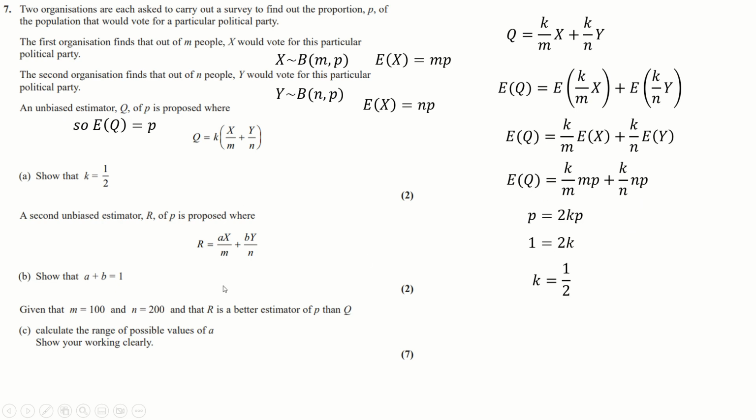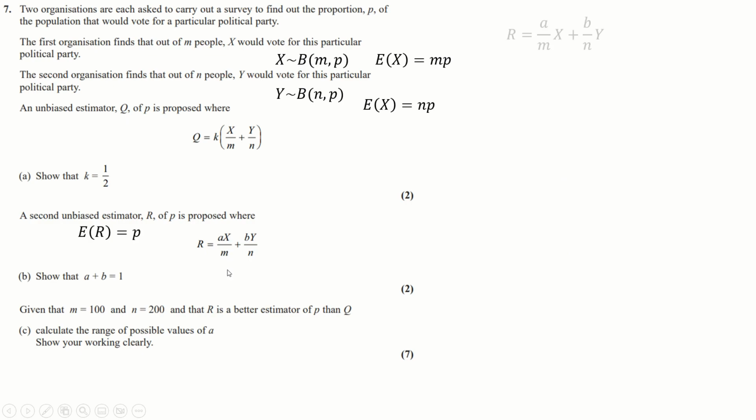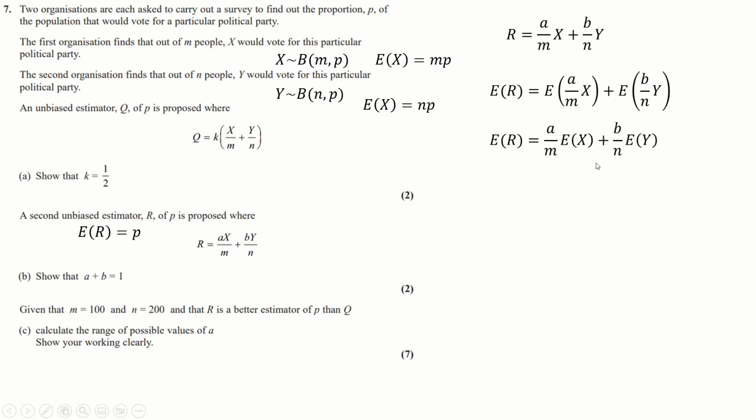And now we're going to do exactly the same thing with this one. So we're going to write it down. E of R is still P because it's unbiased. Write it down like this. Put the E's in, move the stuff out. Replace those with the things that I said they were before. Replace this with a P because that's what it is. Cancel the M's and the N's. Cancel the P's. And we end up with this, which is what they wanted. Given M and N is this, and R is a better estimator.